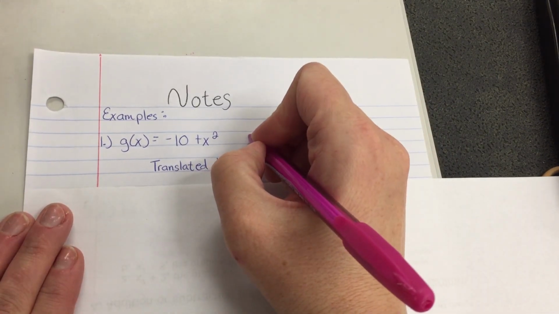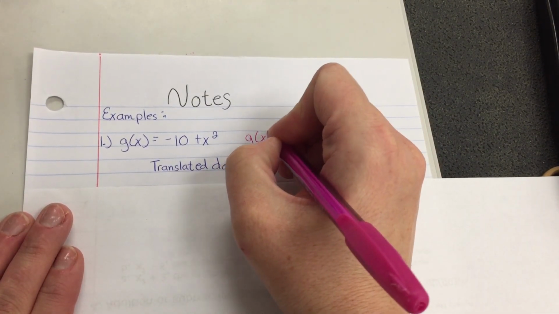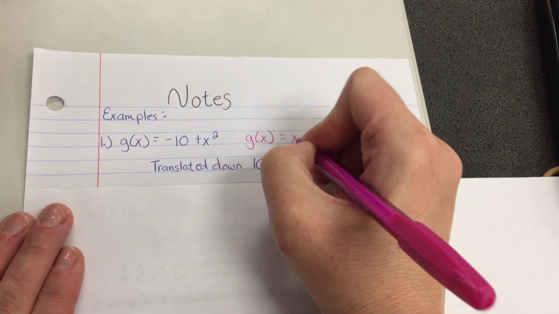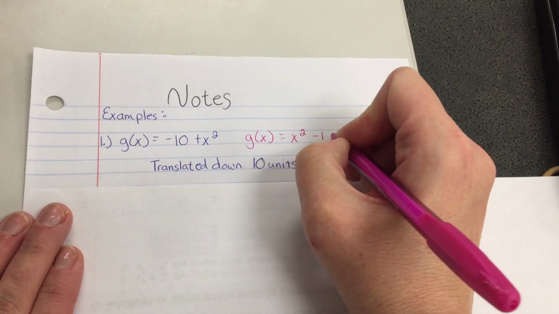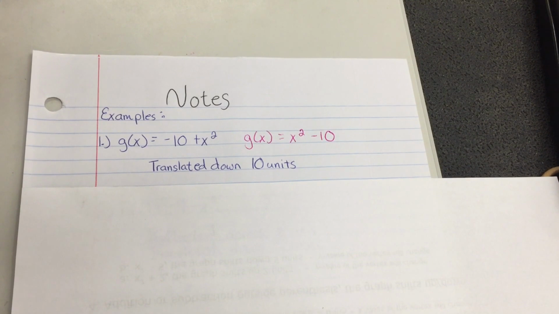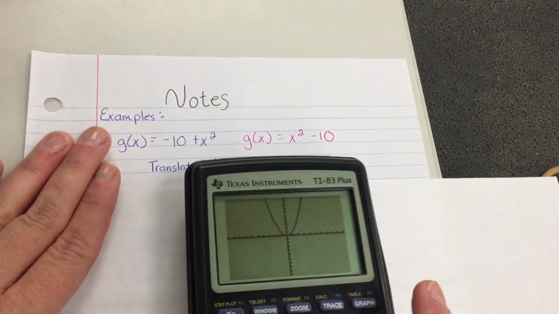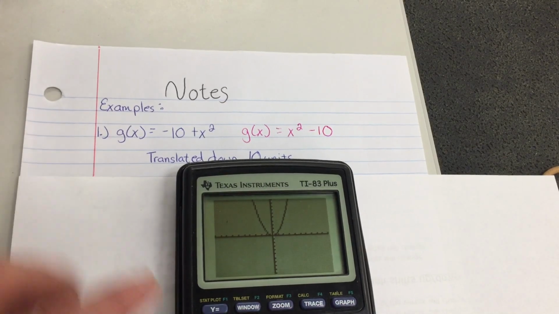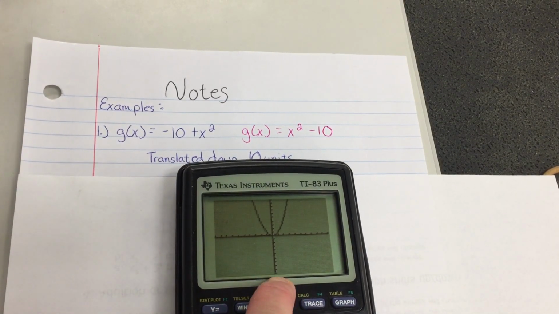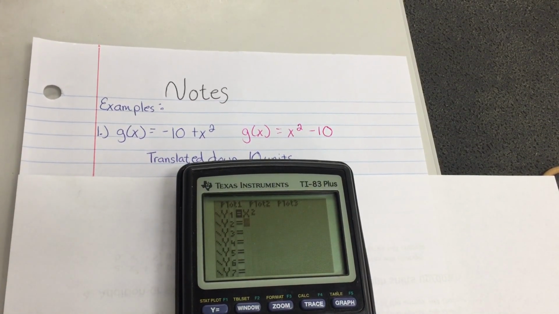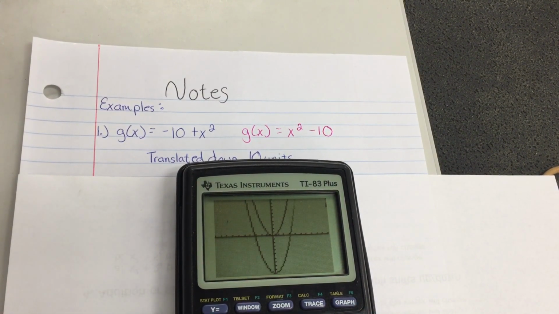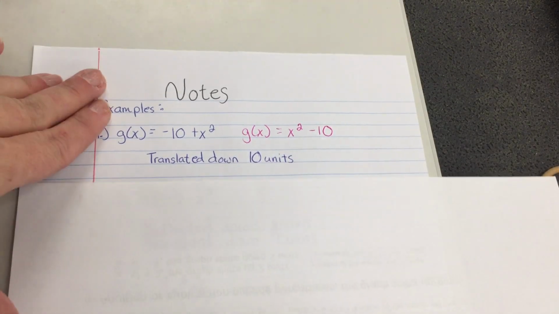So it says G of x equals x squared minus 10. That means we're going to translate our parabola down 10 units. So watch this. Then my parabola is going to come all the way down to the end of my screen. X squared minus 10. Okay, the vertex is all the way down at the bottom, but I still have the same width. All right.